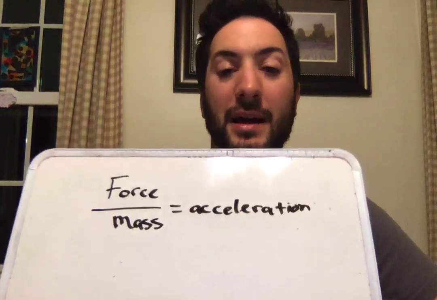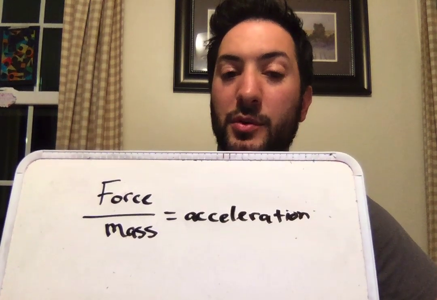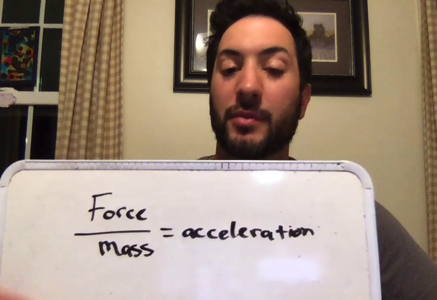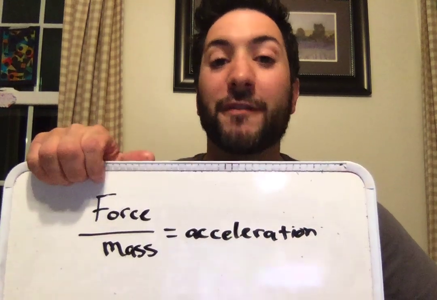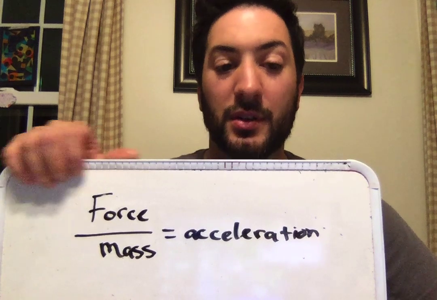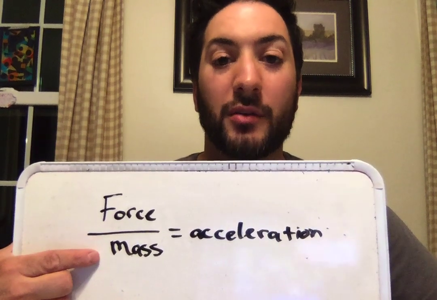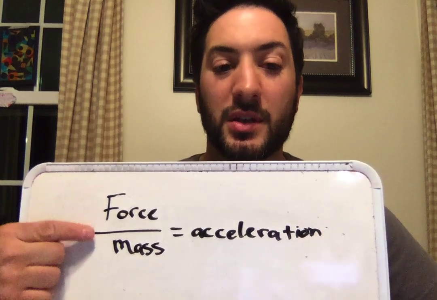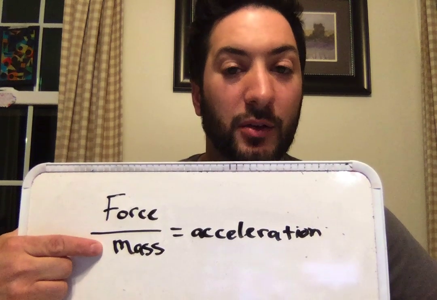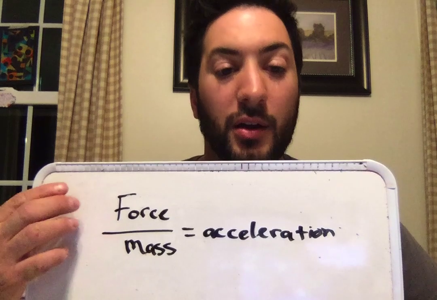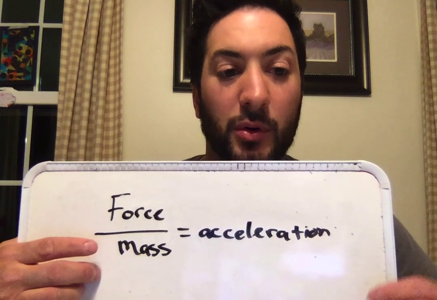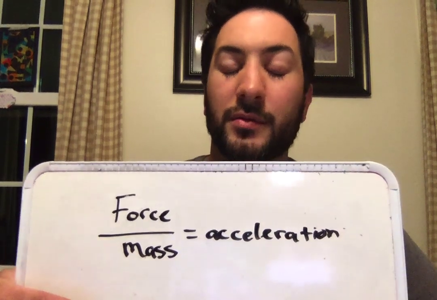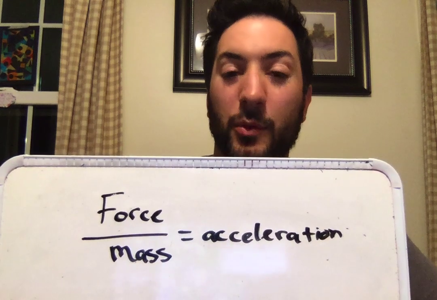You should all be able to do it in your head. You apply a force of 15 newtons to something with a mass of 5 kilograms. So a force of 15 newtons applied to a mass of 5 kilograms. What would your acceleration be? 15 divided by 5 equals 3. Very good. Okay, let's try one more.